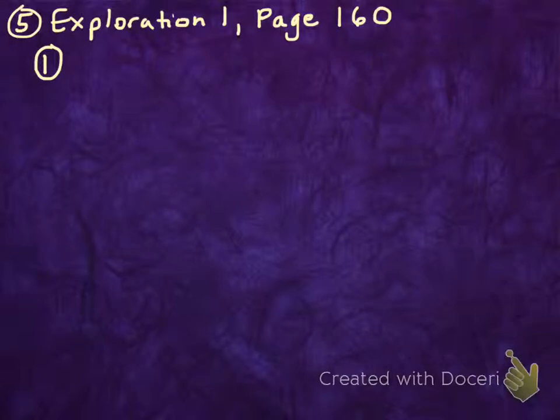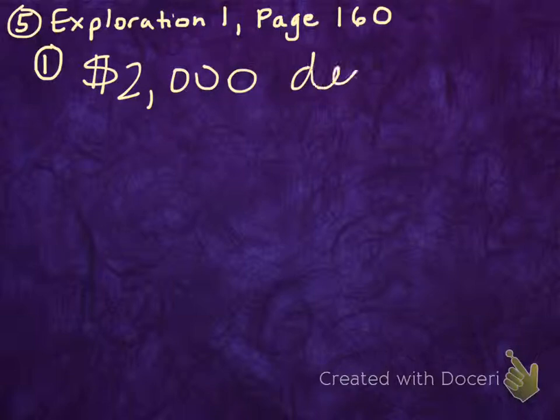On number 5, we are to do the exploration on page 160, and the problem says Camelot Apartments bought a $50,000 building and for tax purposes are depreciating it at $2,000 per year over a 25-year period. And then number 1 says, what is the rate of change of the value of the building? Well, the rate of change of the value of the building is the $2,000 per year that it's depreciating, and I will abbreviate that here.